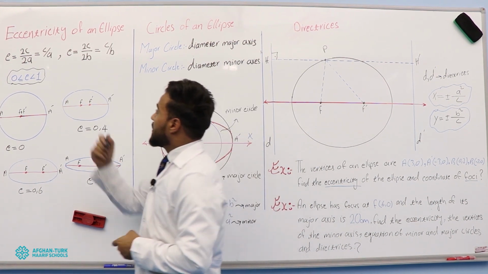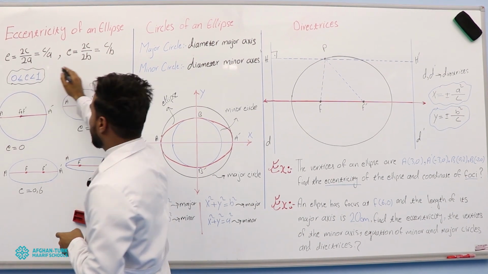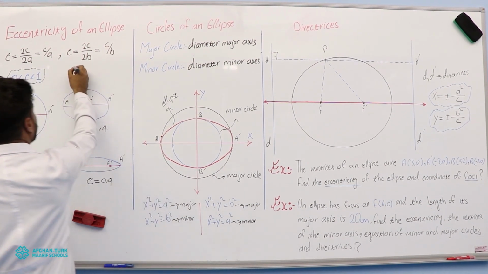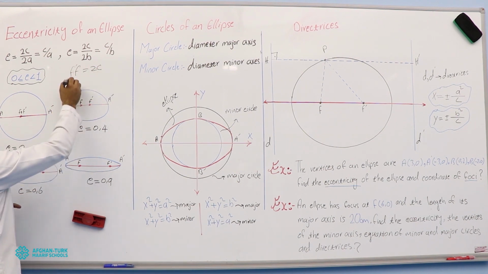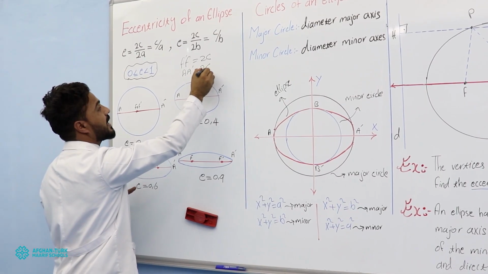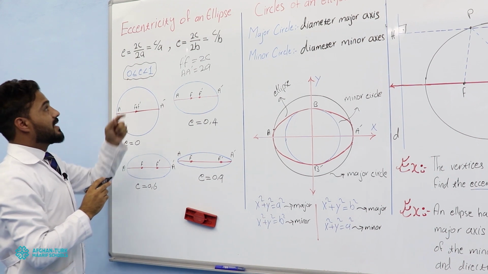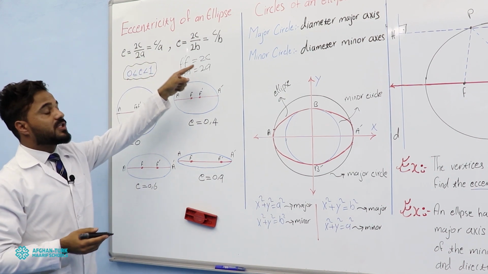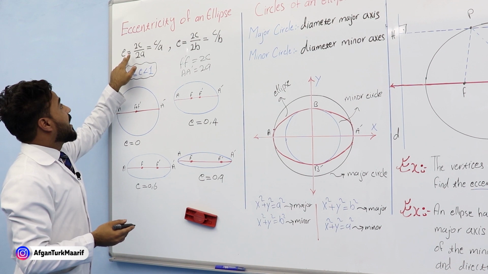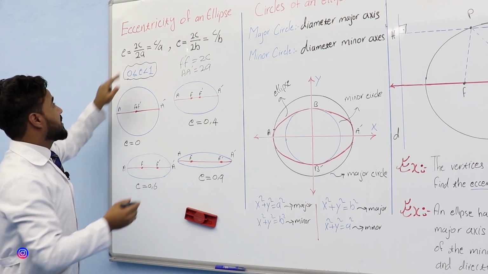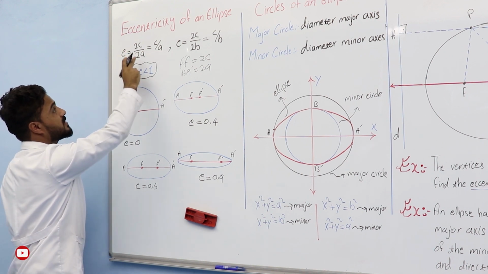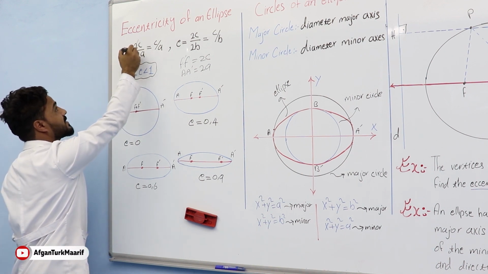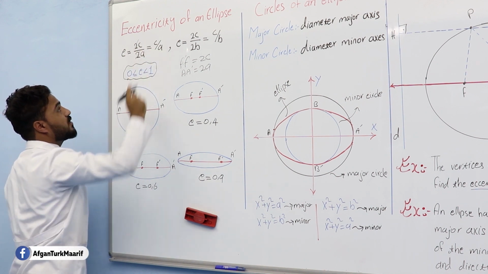It means that the distance between foci is F prime F, which is equal to 2c, and the major axis of an ellipse, which is A prime A, is equal to 2a. So in here we can say that eccentricity of an ellipse is 2c over 2a. As you know, eccentricity is denoted by letter E. E is equal to 2c over 2a. We can cancel this 2 with this one, so we will have c over a.